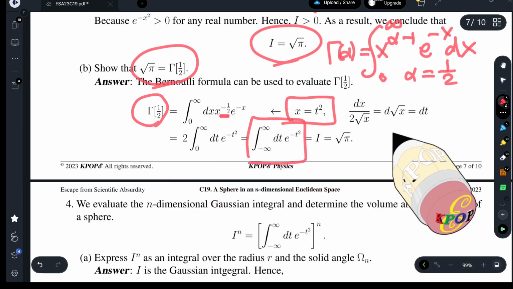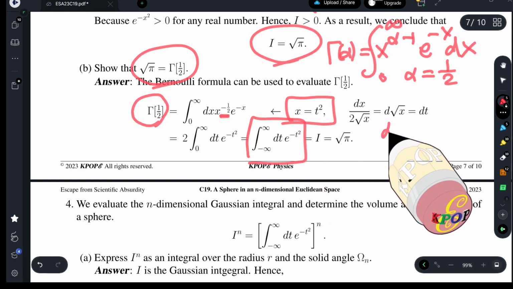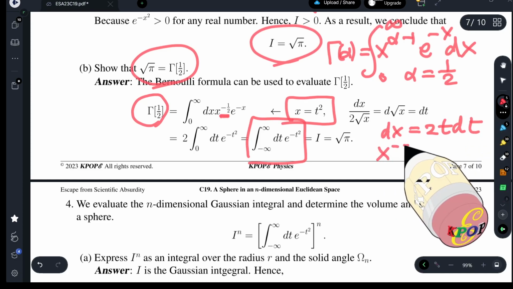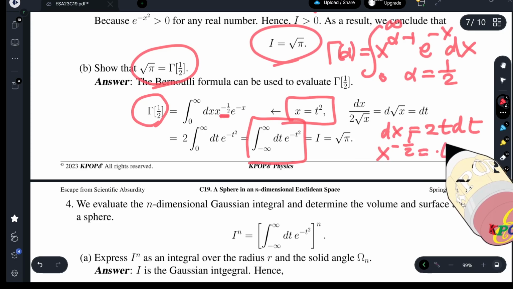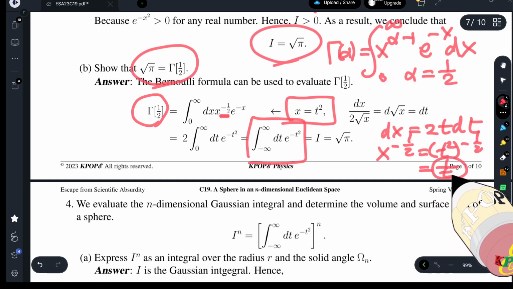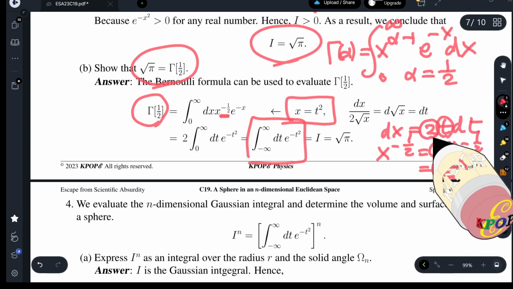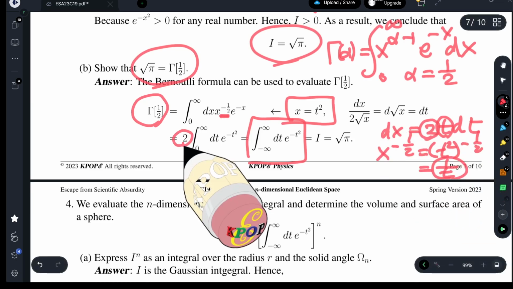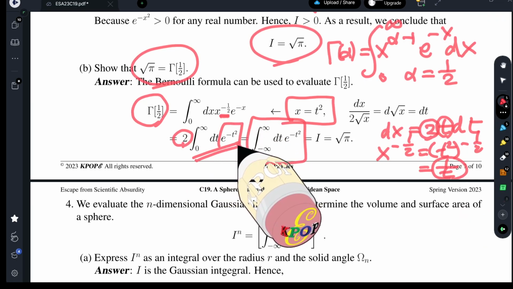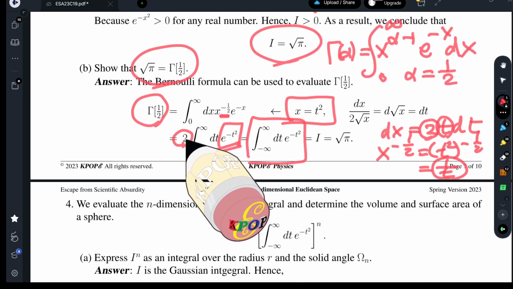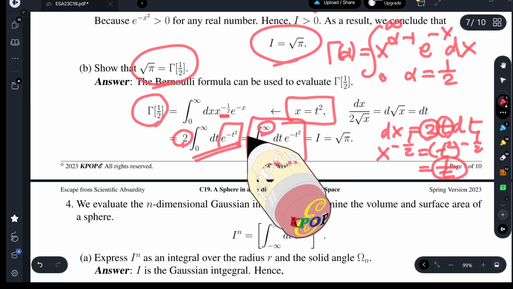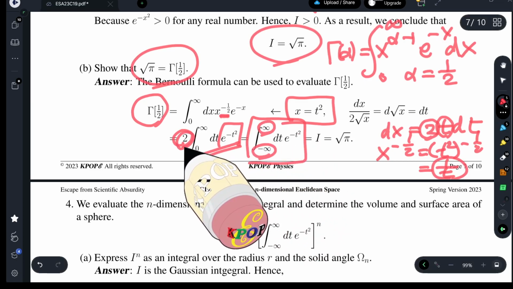First of all, dx equals 2t dt, and x to the minus 1/2 is t squared to the minus 1/2, so that is 1 over t. This 1 over t cancels this t, and we have a factor of 2 multiplied in here. Now, because this integrand is an even function in t, we can convert this one as an integral from minus infinity to plus infinity. This factor of 2 is absorbed.